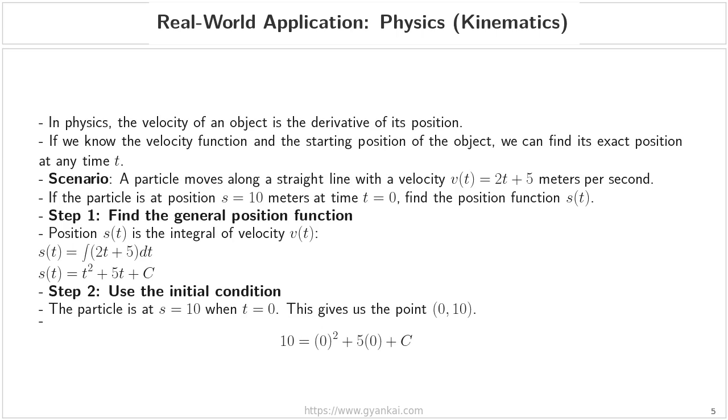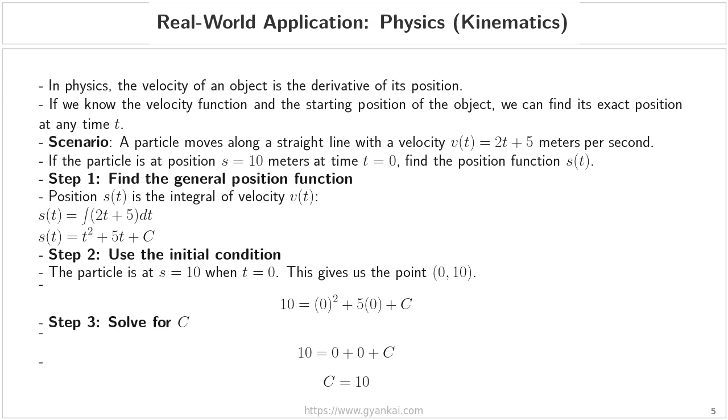Step 2. Use the initial condition. Now, this is where we move from the general solution to a unique one. We're given that the particle is at a position of 10 meters when time is 0. This gives us a specific point, (0, 10). We substitute these values into our general solution. So, we have 10 equals 0 squared plus 5 times 0 plus c. Step 3. Solve for c.